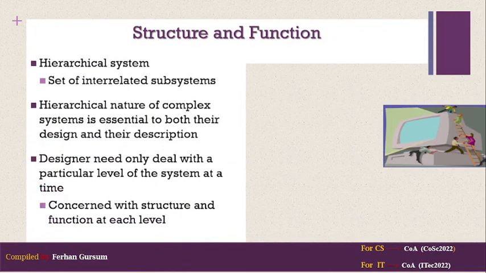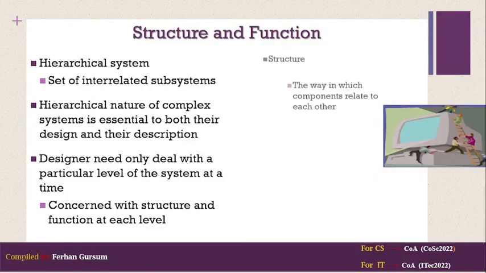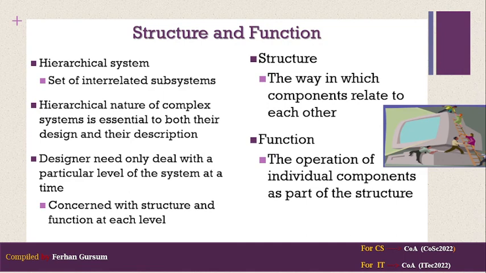Let us see them. A hierarchical system, for example, is a set of interrelated subsystems. The hierarchical nature of complex systems is essential to both their design and their description. The designer need only deal with what? A particular level of the system at a time, concerned with structure and function at each level. So when we say structure, the way in which components relate to each other, and when we say function, the operation of individual components as part of the structure.